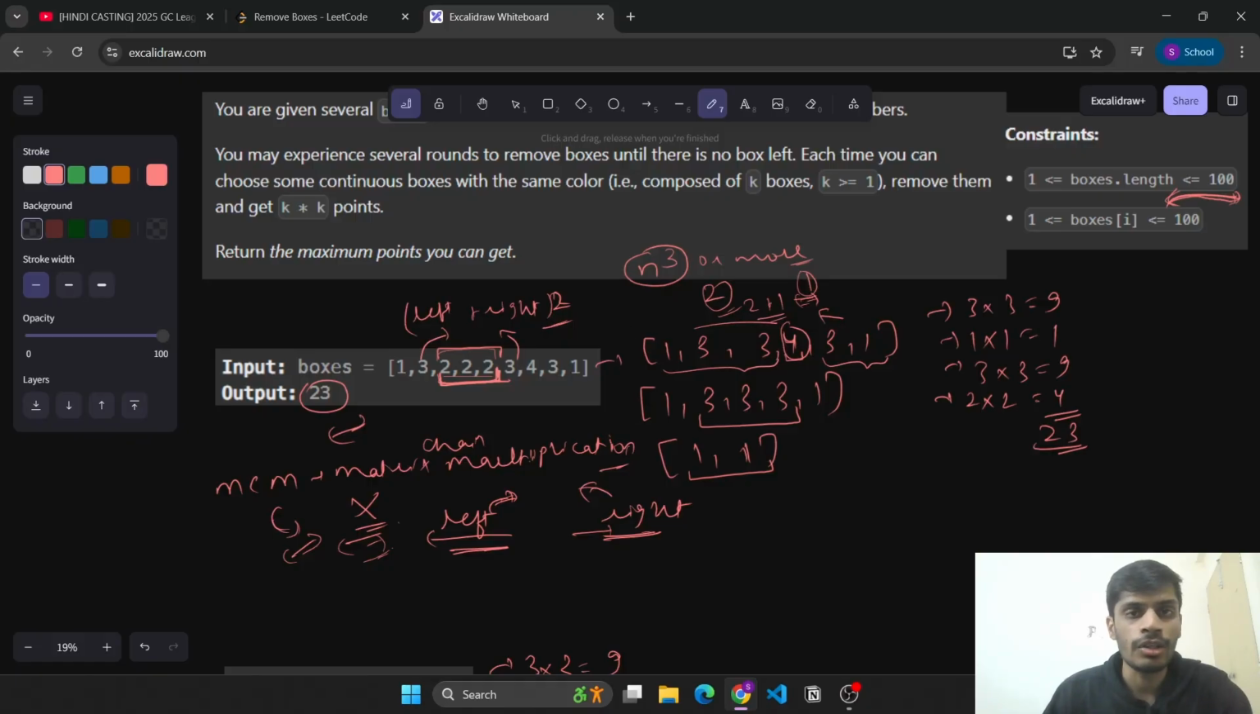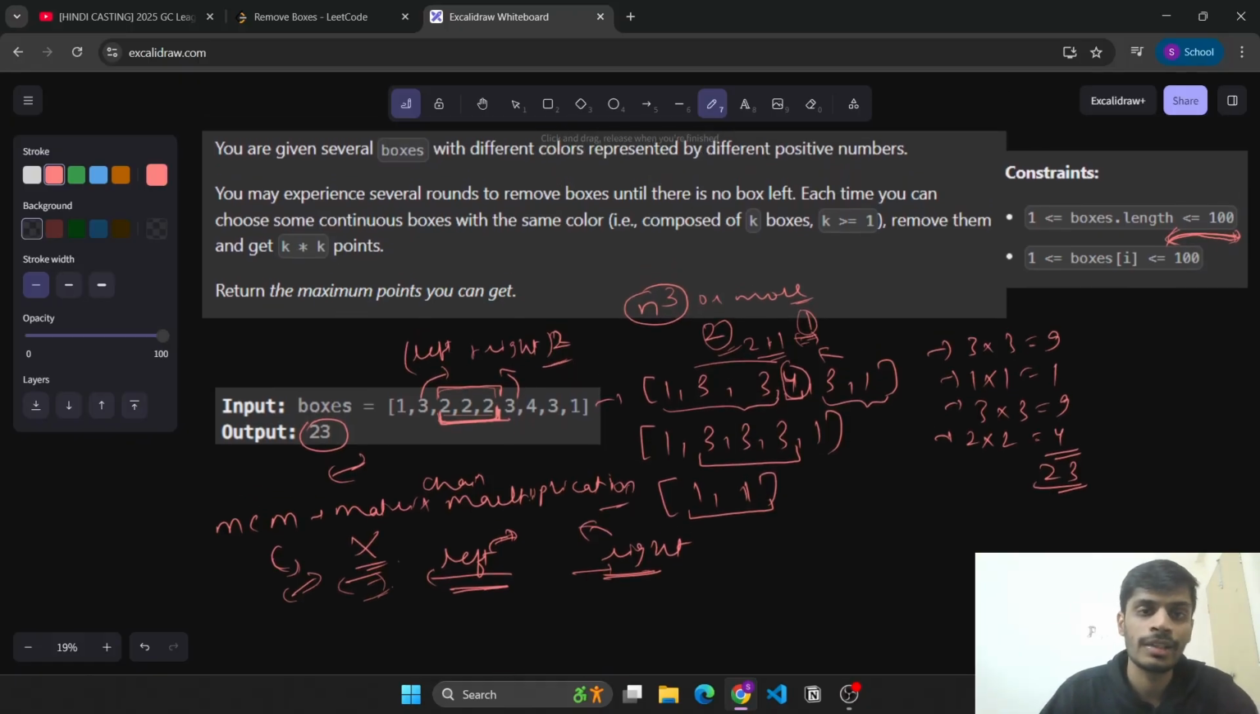So we should be sure that this can be solved using DP only, because we need to maximize the number of points and we need to solve the problem for a complete subarray, and the array is getting modified at each step, right? So we must think in the direction of DP only.